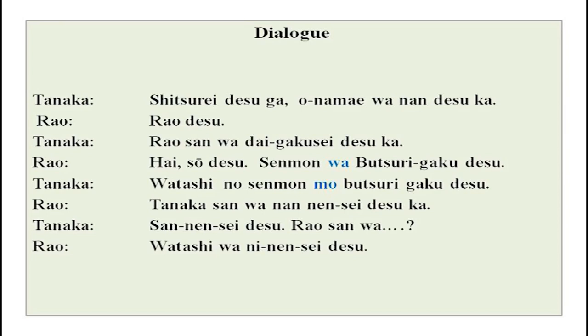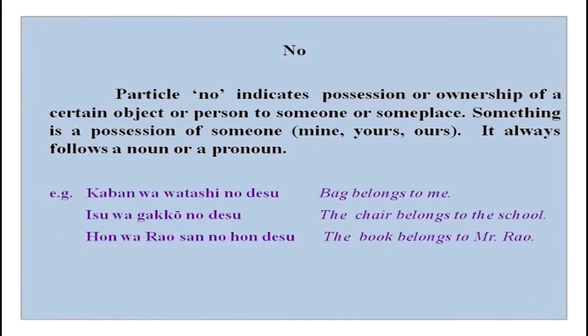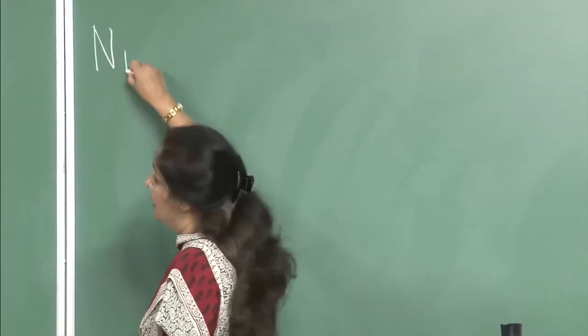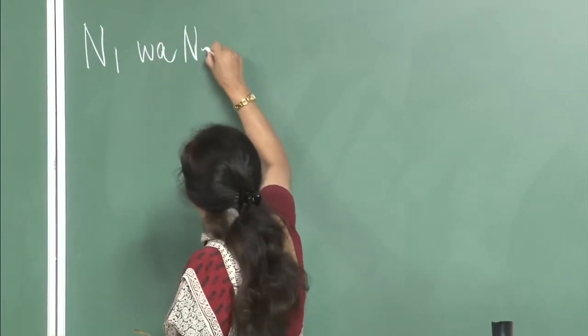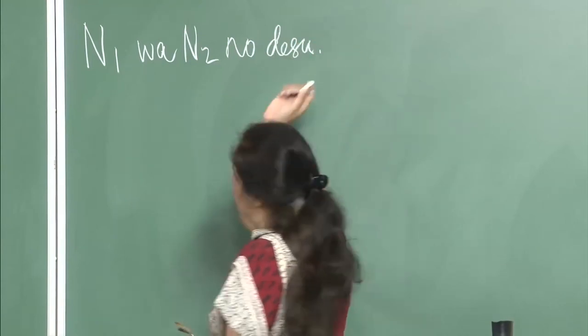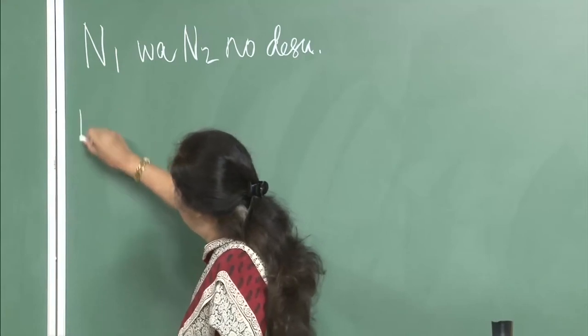So, senmon wa butsurigaku desu. Butsurigaku is physics. Watashi no senmon mo butsurigaku desu. Now, a new particle for you, no and mo. So, first we will do no. Particle no shows possession, shows belonging to a certain person. It is of a certain person. Something belongs to someone. Noun 1 wa, noun 2 no desu. Noun 1 can be anything.